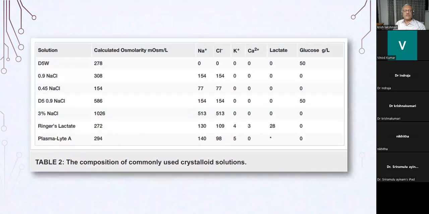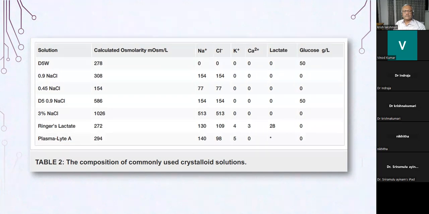Essentially, in balanced solutions, the pH will also be as close to the plasma pH as possible, whereas NaCl is an acidic solution. But we have used it right and left, and in a person with a good kidney, it doesn't make a huge difference. Okay, go on.